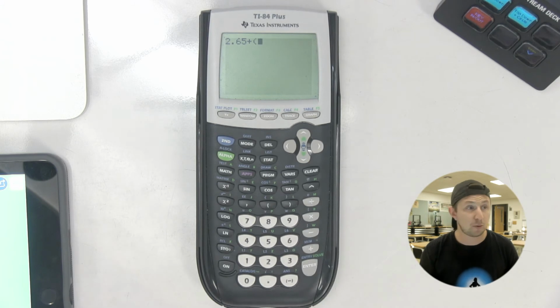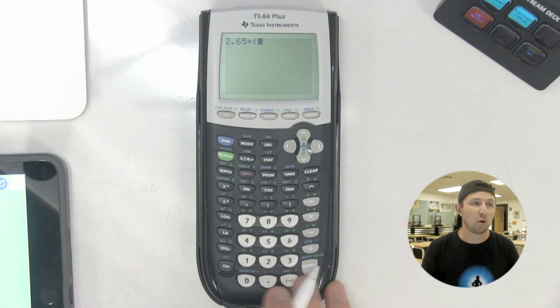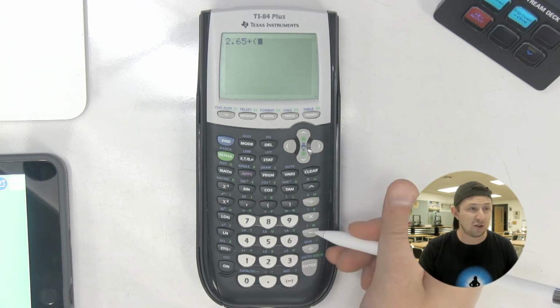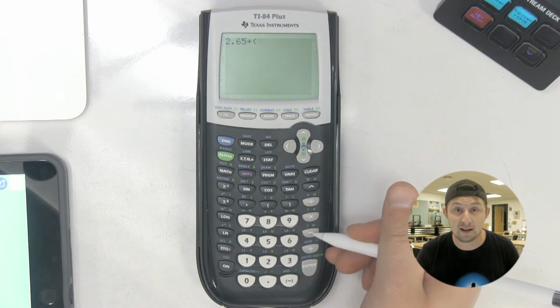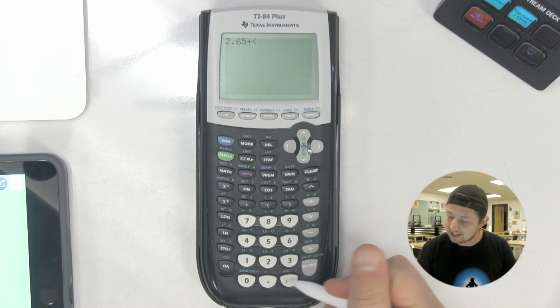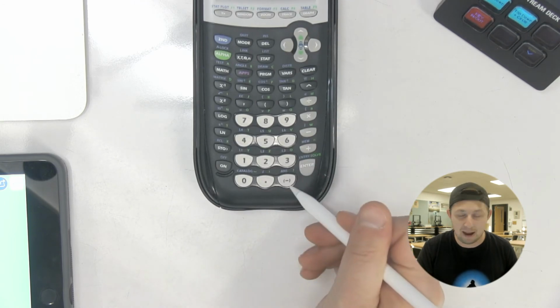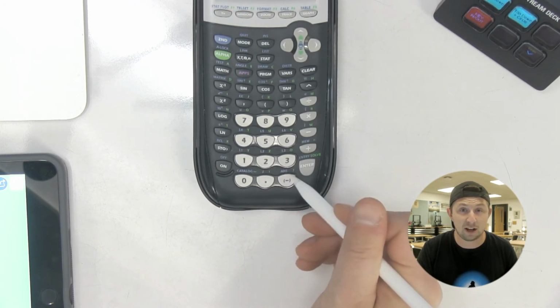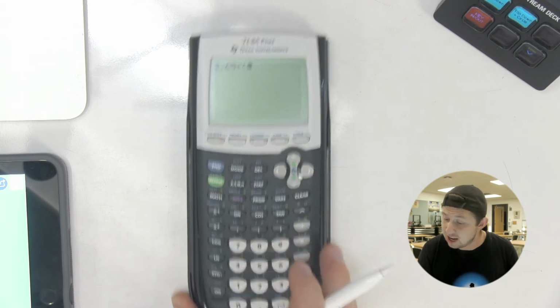So there's a parenthesis. And now I've noticed that some of you guys have been pressing the minus button. If your calculator has this negative button, let me move it up here so you guys can see, a negative button like this, which a lot of your scientific calculators will, you use the negative button instead.